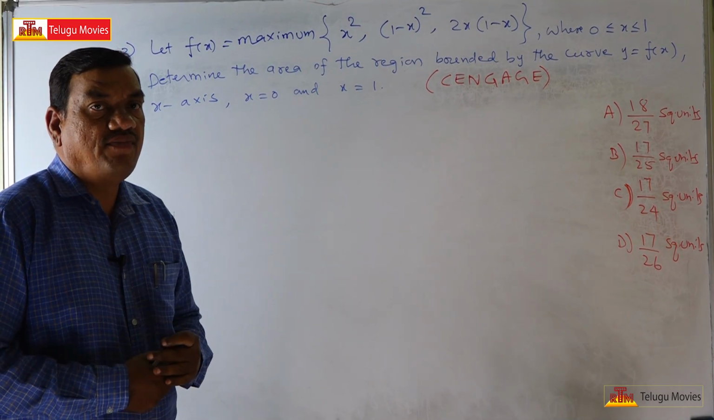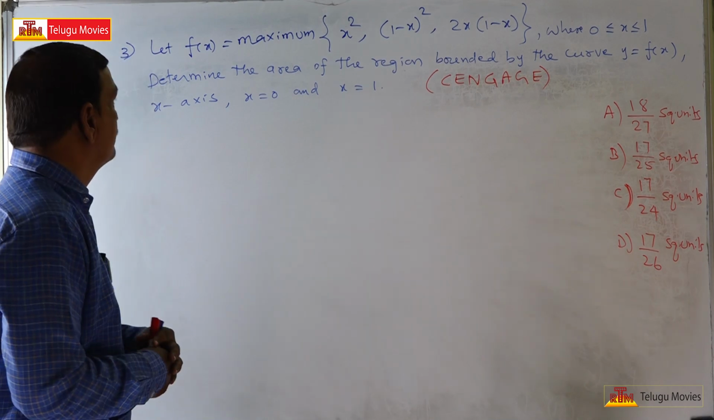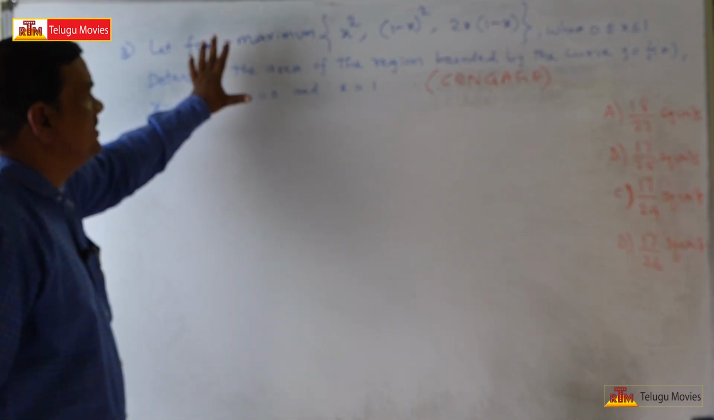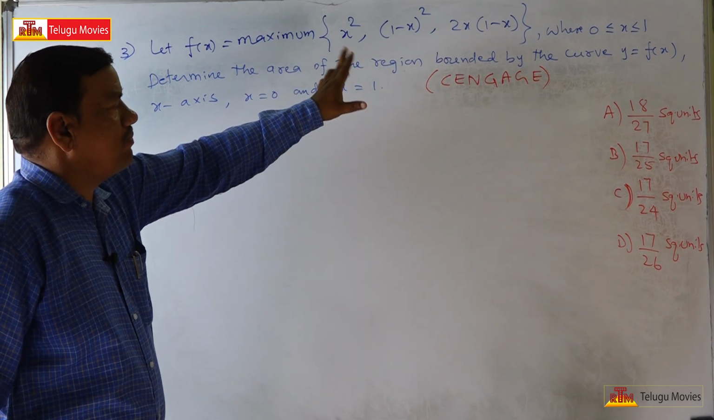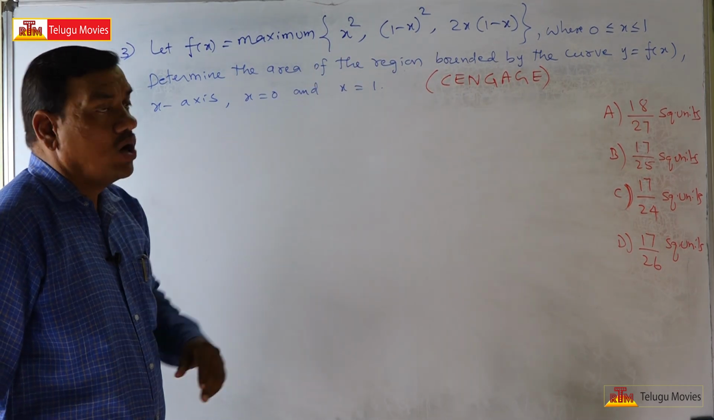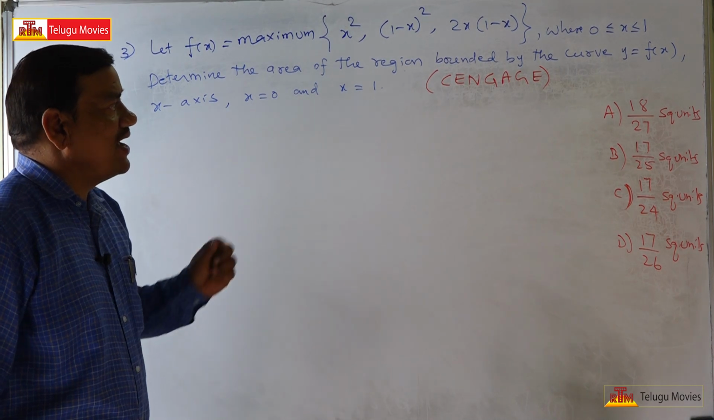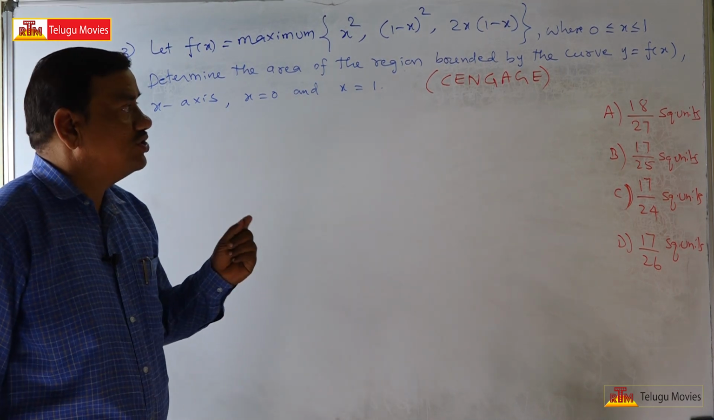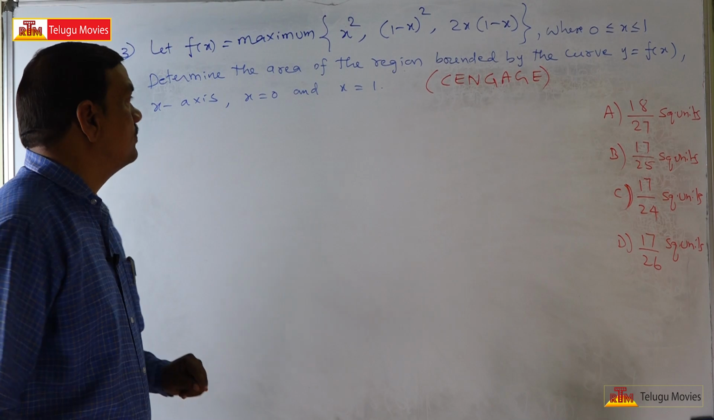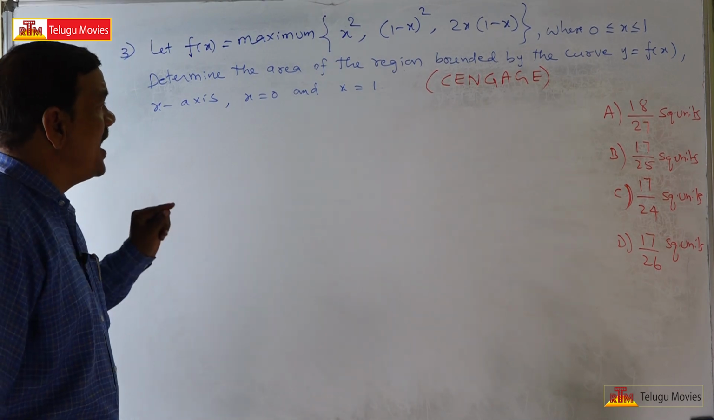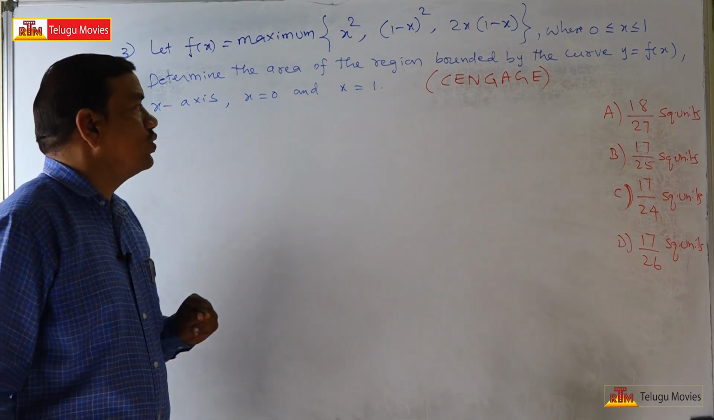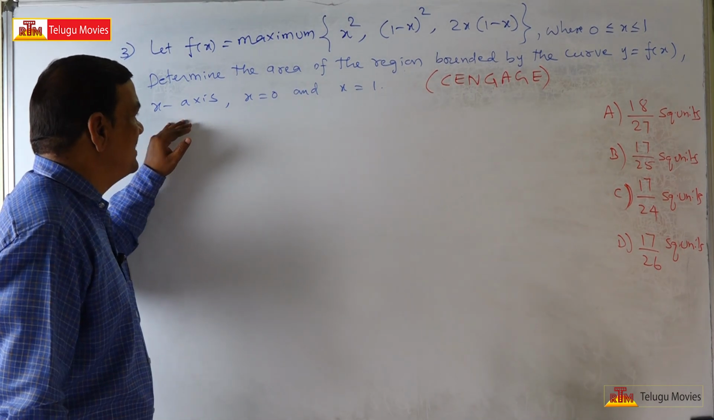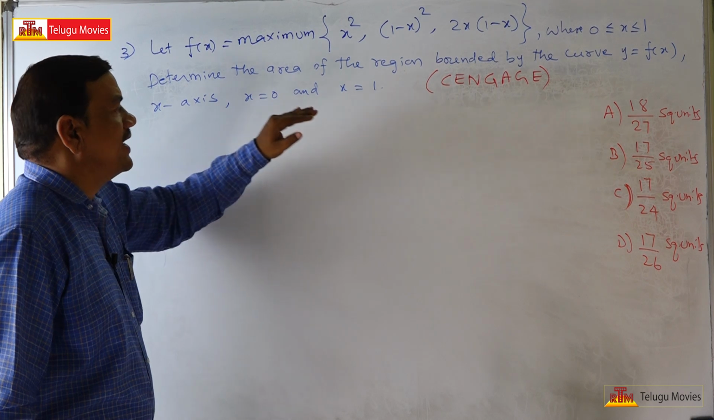Dear students, welcome to the third problem. Let f of x be equal to the maximum of x square, (1 minus x) whole square, and 2x(1 minus x), where x lies between 0 and 1, including 0 and 1. Determine the area of the region bounded by the curve y is equal to f of x, the x-axis, x is equal to 0 and x is equal to 1.